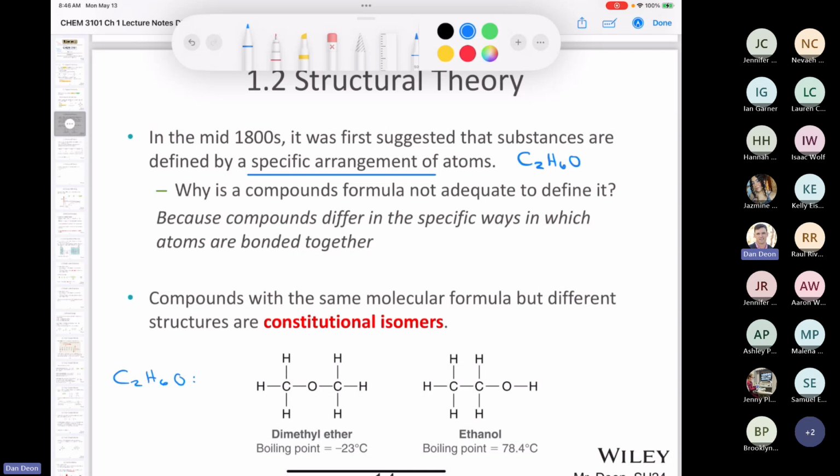Could anybody answer this question? Why is it that ethanol would have a boiling point that is so much higher than the boiling point of dimethyl ether? Could anybody answer that, or give me an idea as to why that might be? You can either type your answer in the chat, or you could unmute your mic.